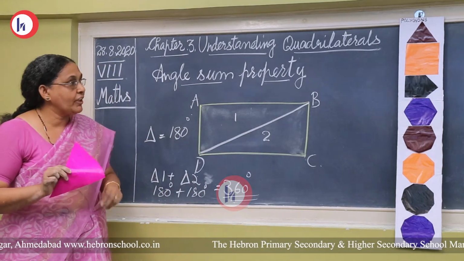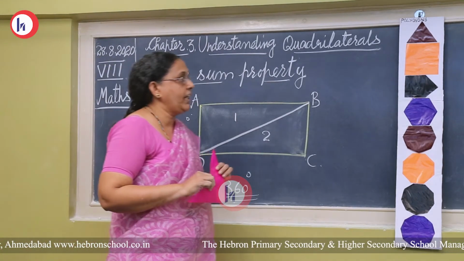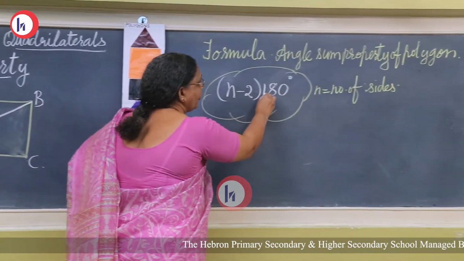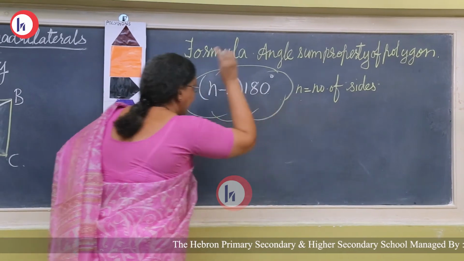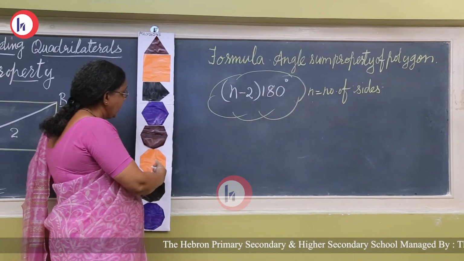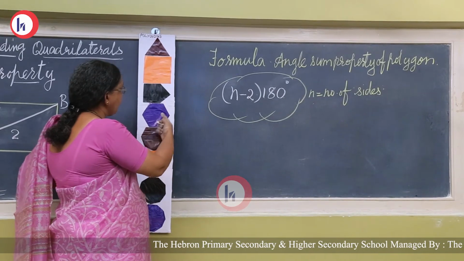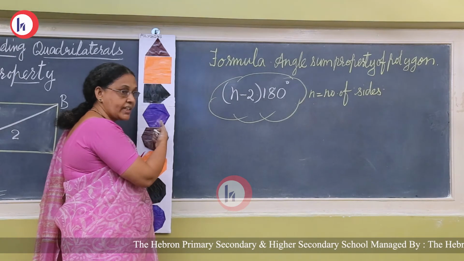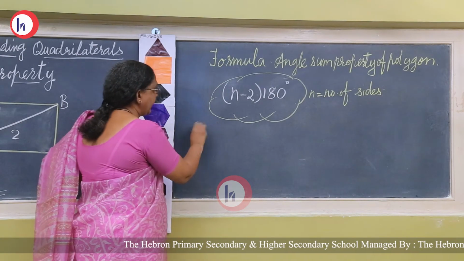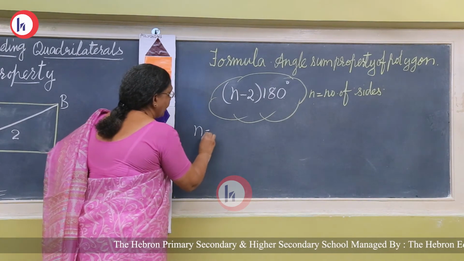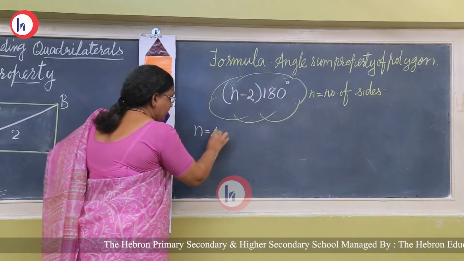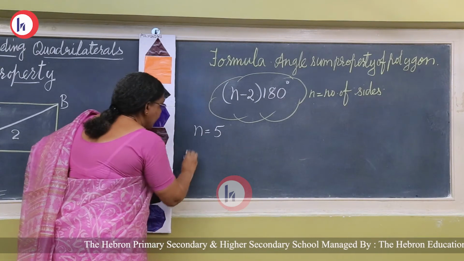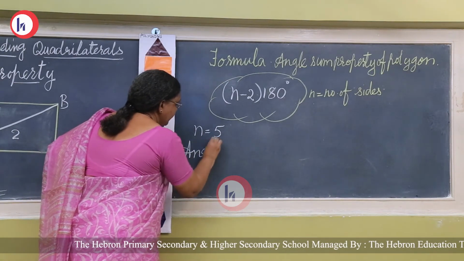Now, if the number of sides of polygons is different, we can make use of a formula that is n minus 2 into 180, where n is the number of sides. So, we take any one of these, that is a 5-sided polygon. What do you call a 5-sided polygon? It is known as a pentagon. So, 5-sided means n is equal to the number of sides, pentagon is 5. Now, substitute the given value, and you will get the angle sum of the given polygon.